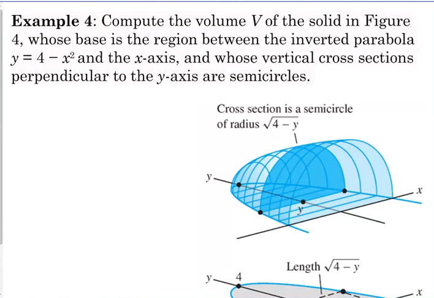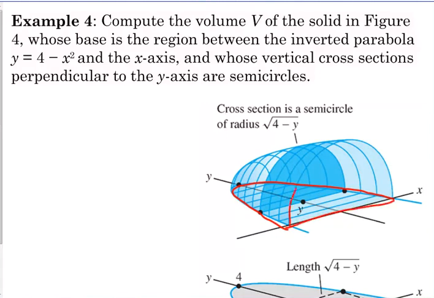Okay, so compute the volume V of the solid in figure 4 whose base is the region between the inverted parabola, y equals 4 minus x squared, and the x-axis, and whose vertical cross-sections perpendicular to the y-axis are semicircles. They're nice to us here, and they give us a visual of what we're looking at. So we've got the parabola 4 minus x squared. The base is between that curve and the x-axis. So this right here is our base.